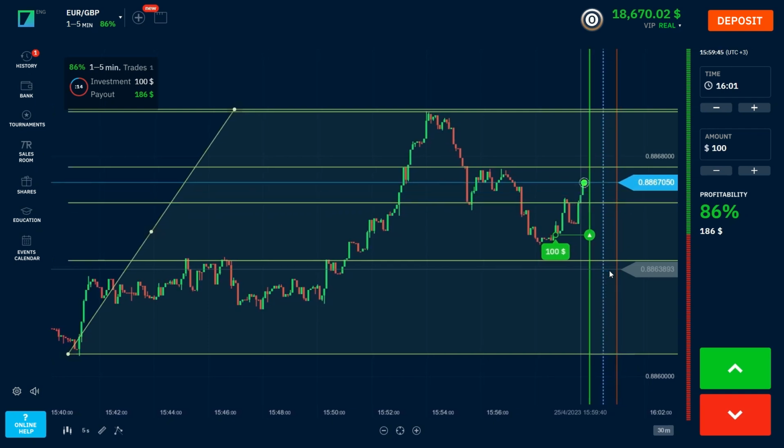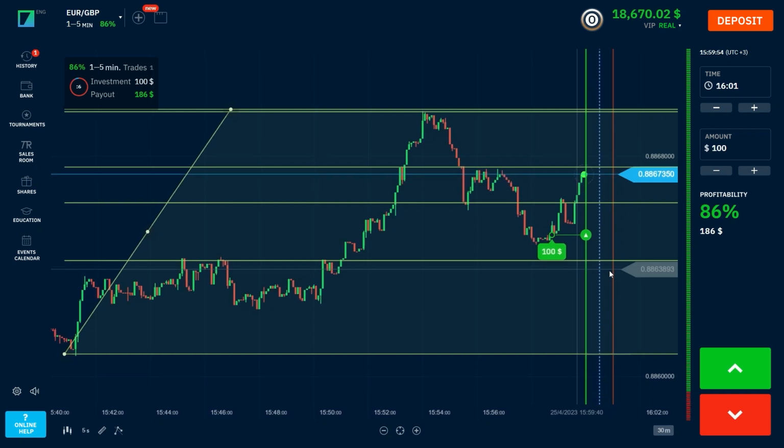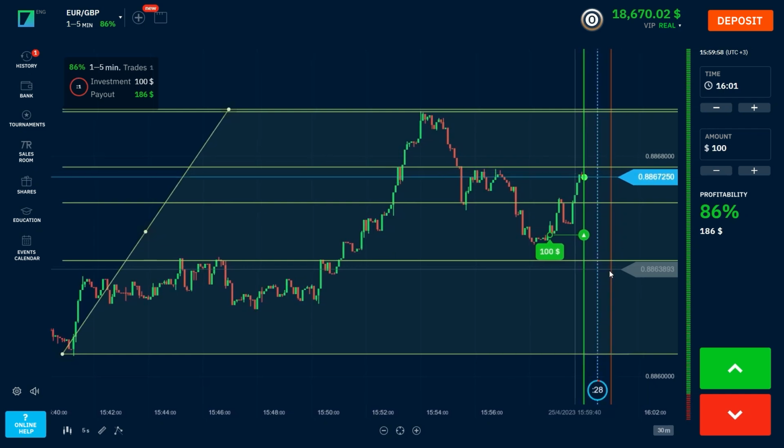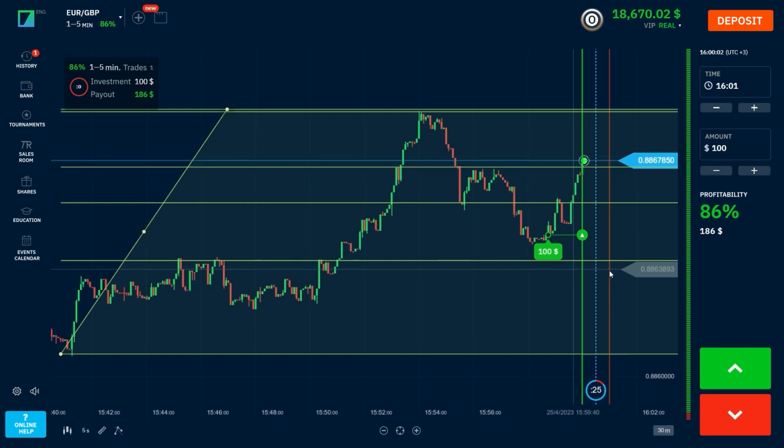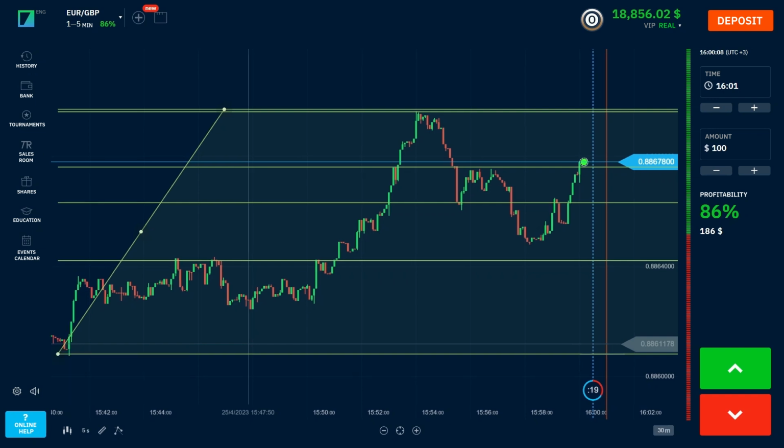Eventually, the price moves upward as predicted. The trade closed in profit, and I received a notification confirming the gains.